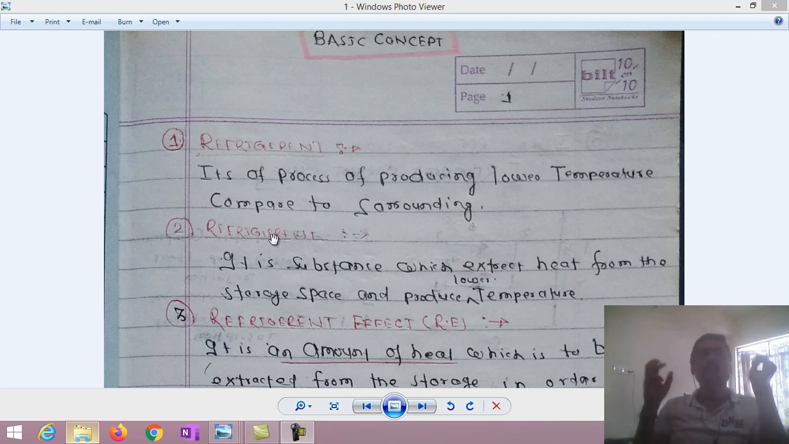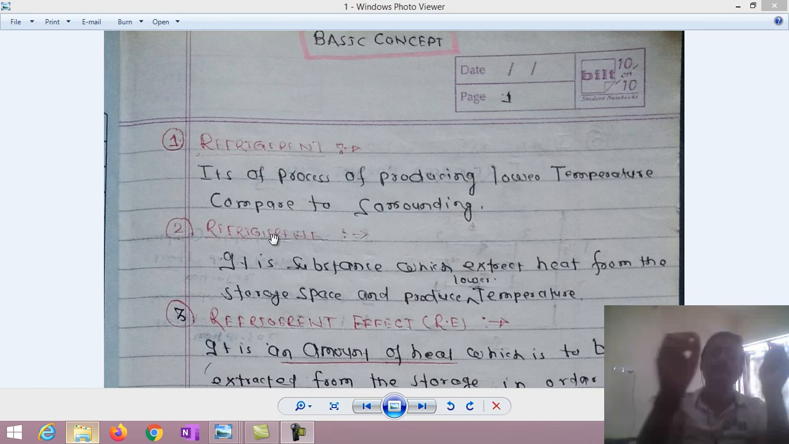Refrigerant is a substance which is used to extract heat from the storage space so that lower temperature could be maintained inside the system. So in a domestic refrigerator, we have to maintain the lower temperature inside the refrigerator. For this purpose, this refrigerant will be used so that it extracts heat from the storage space in order to maintain lower temperature inside the refrigerator. So this is called refrigerant. It is a substance which extracts heat from the storage space and produces lower temperature, right?